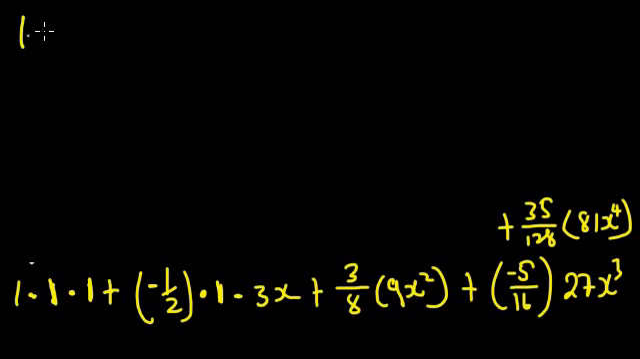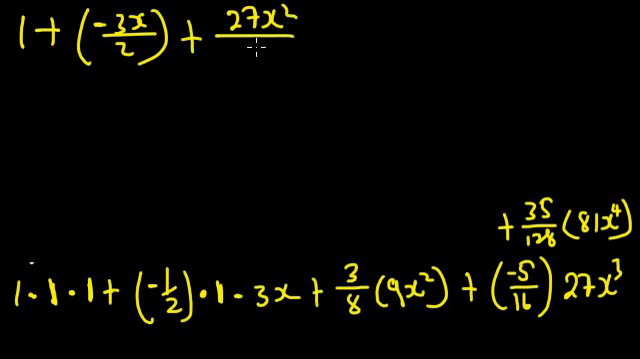1 times 1 times 1 is 1, plus 1 over 2 times 3x gives us negative 3x over 2. The minus is still there. Then plus 3 over 8 times 9x squared gives us 27x squared divided by 8. Then plus negative 15 over 16 times 27. So that would be negative 5 times 27, which results in negative 135. Put that in a bracket, minus 135 divided by 16, then multiply by x to the power of 3.